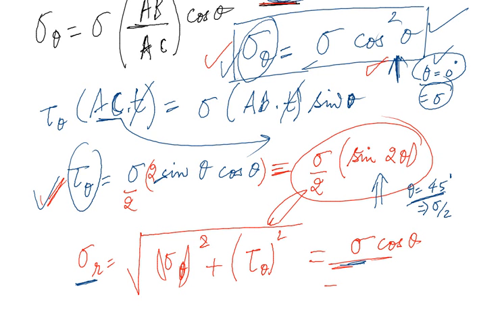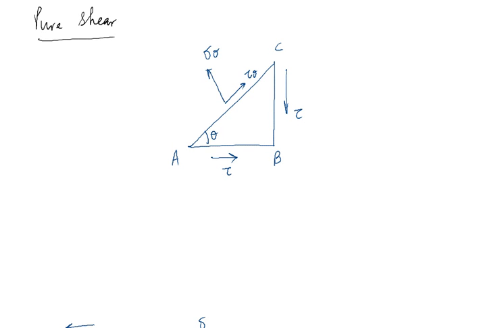Moving ahead, let's look at a body which is subjected to pure shearing. So this is the body which is subjected to pure shearing. There is no tensile or compressive stress acting upon it. You have a shear stress along this plane, that is tau, and you have a shear stress along this plane, that is tau again. Now how do we solve this?